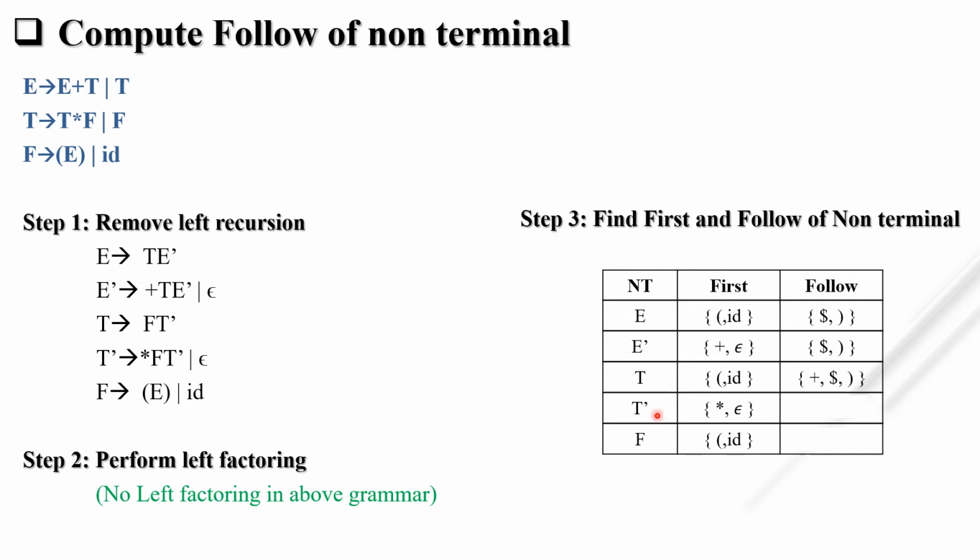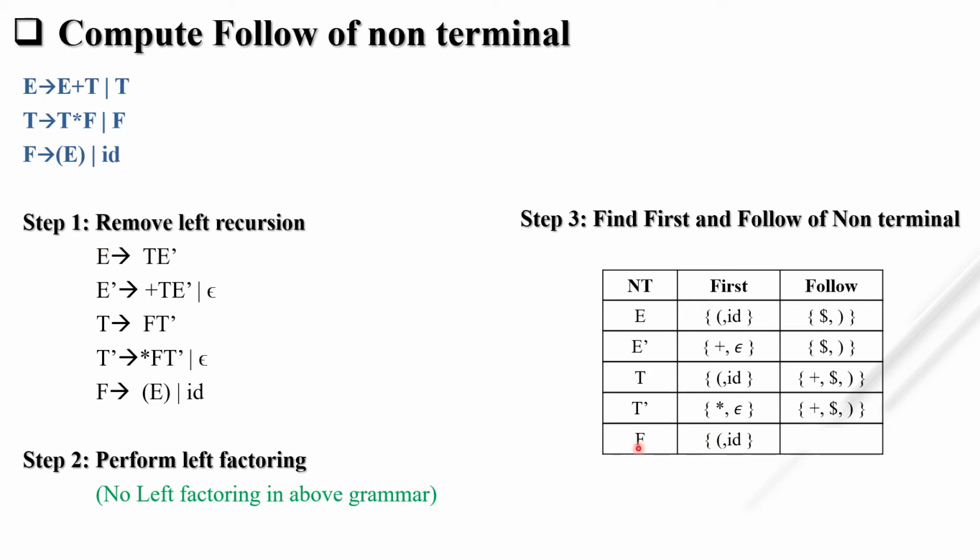Okay, now we have to find the follow of T dash. Where is T dash on the right hand side? Here, no, here. Follow of T dash is nothing, so we have to put the follow of T in T dash. What is the follow of T? Plus, dollar and closing bracket. Okay, here also T dash's follow is nothing, we have to put T dash's follow in T dash, that's why it is as it is.